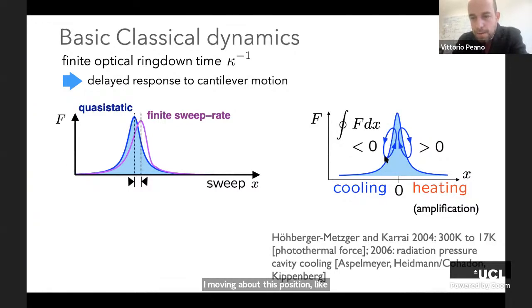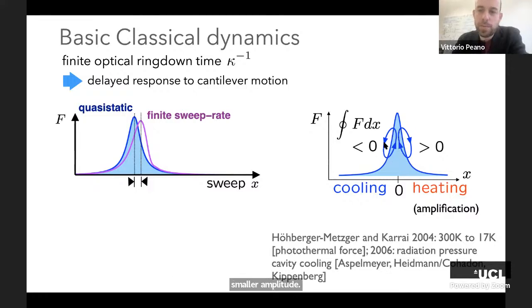So what will happen is that when I'm moving in the direction of the force like this, I have a smaller displacement, because the force is proportional to the number of circulating photons. So when I'm moving in the direction of the force, so X is positive and the force is positive, I have a smaller amplitude than when I'm coming back.